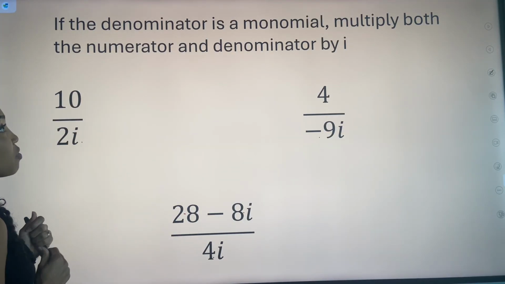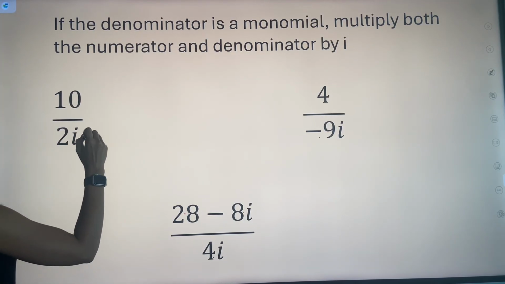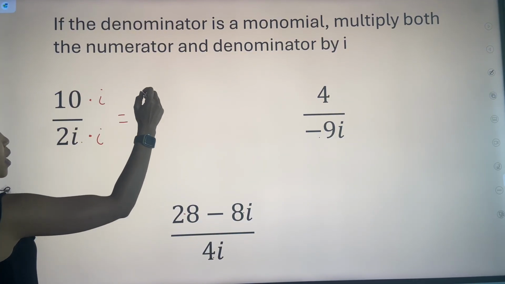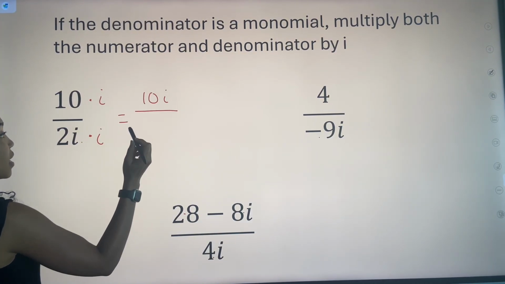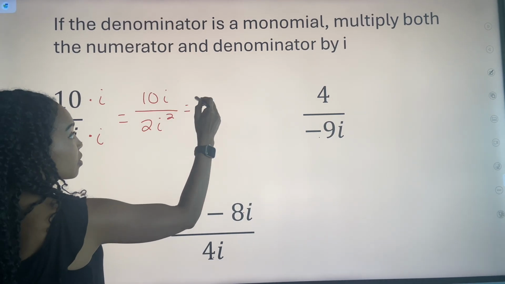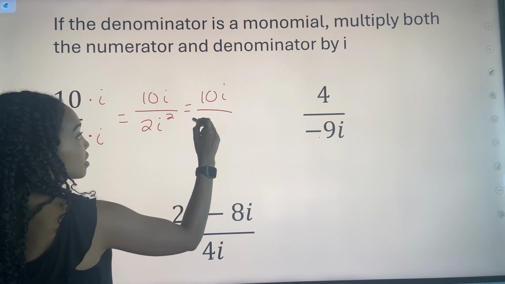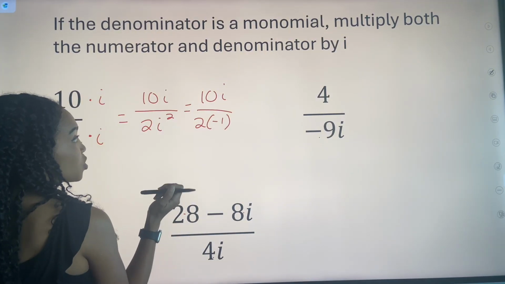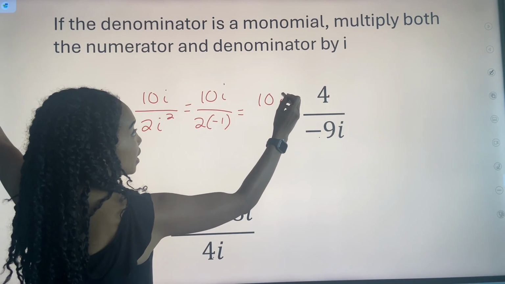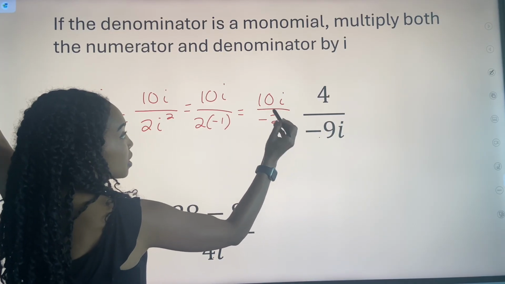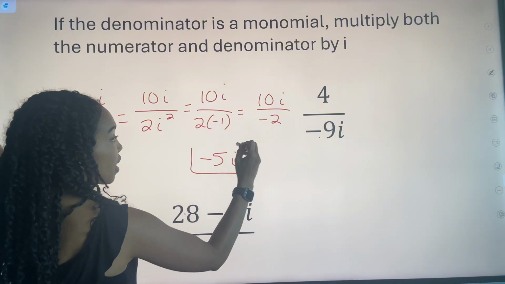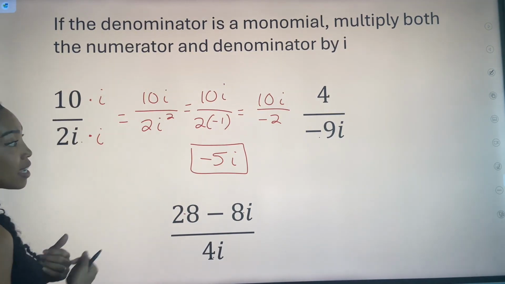So what we're going to do if the denominator is a monomial, we're going to multiply both the numerator and the denominator by i. So I get 10i divided by 2i squared. And remember, i squared is just -1. So instead of i squared, I put -1. So this is 10i divided by -2. 10 divided by -2 is -5. So your answer is -5i. And notice, no more i's in the denominator.